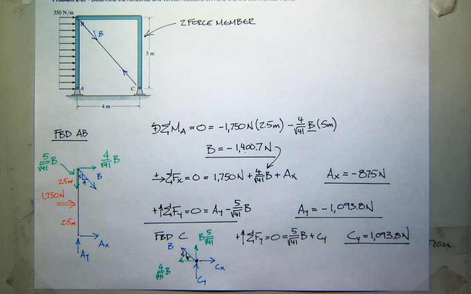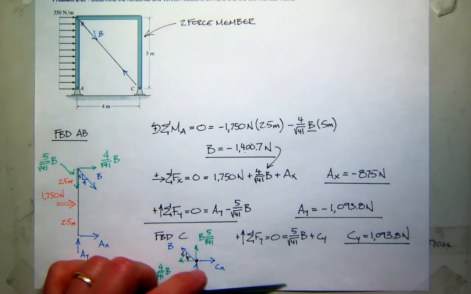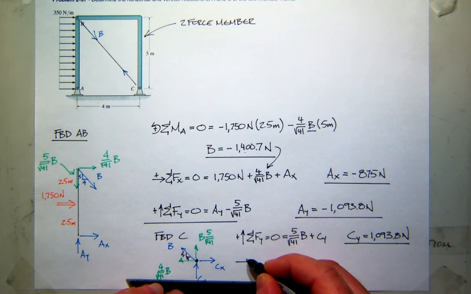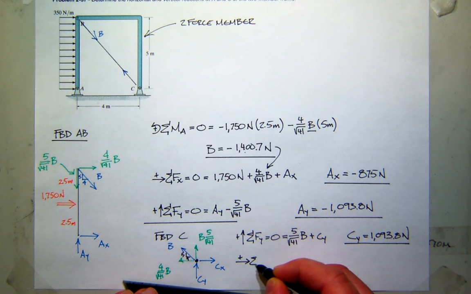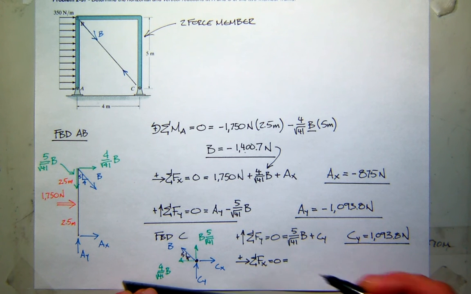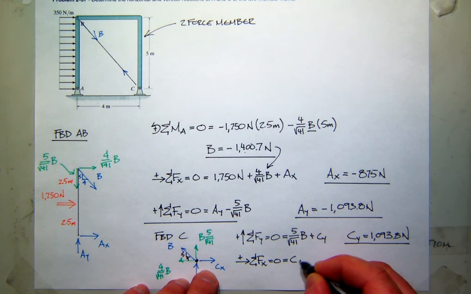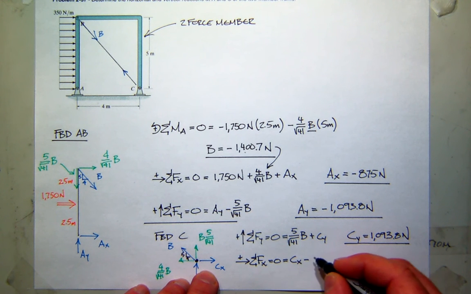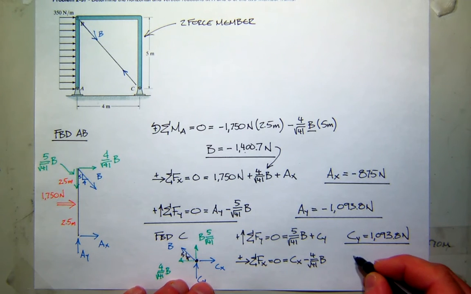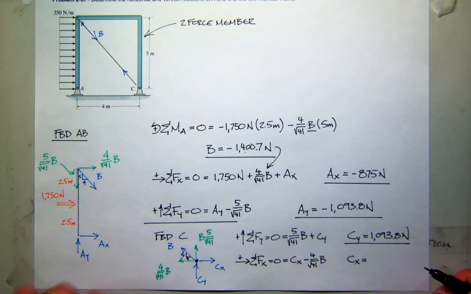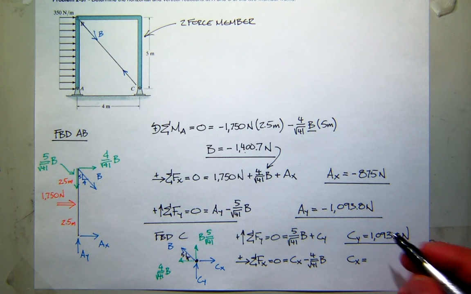What about, let's see, who's next? What do we do? For CX, it's just going to be the opposite of AX, so it would be negative 1,750 minus 4 over square root of 41 times B. Correct. So let me just write the equation. I think you're saying the right thing. So it's going to be CX minus 4 over square root of 41 B. You plug that in there, what's CX? It's going to be positive 875.